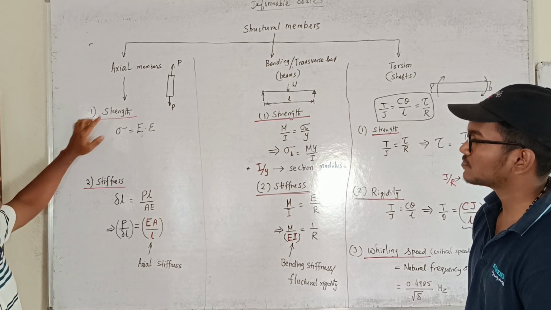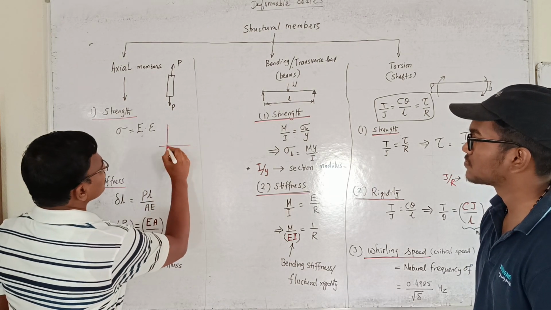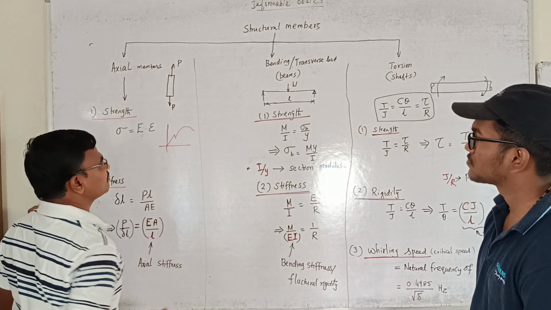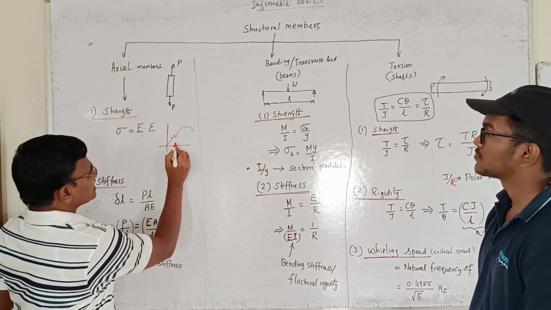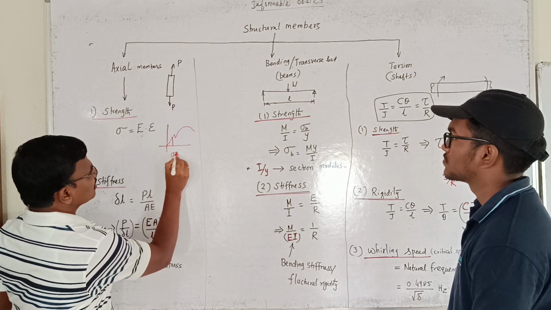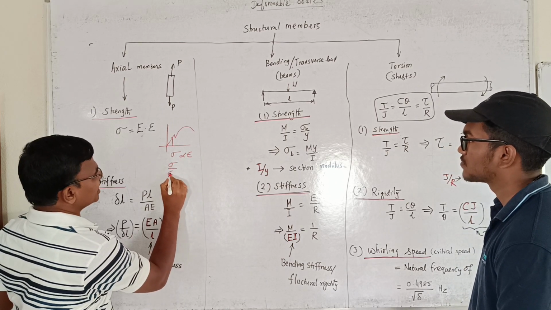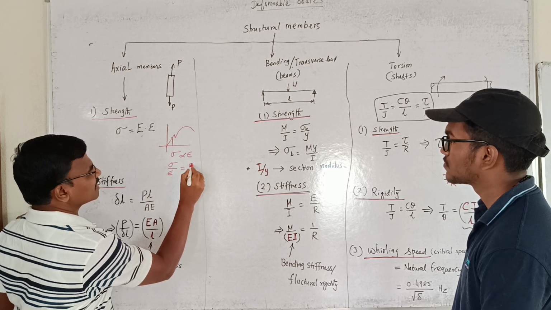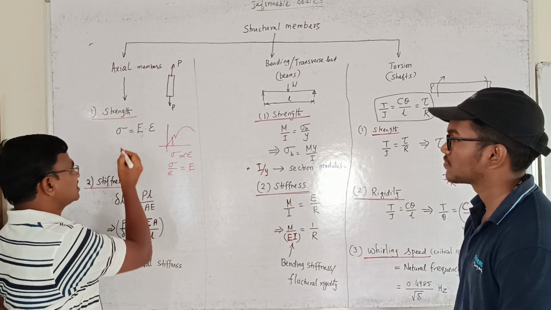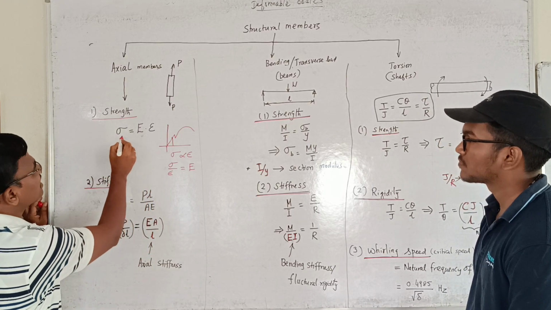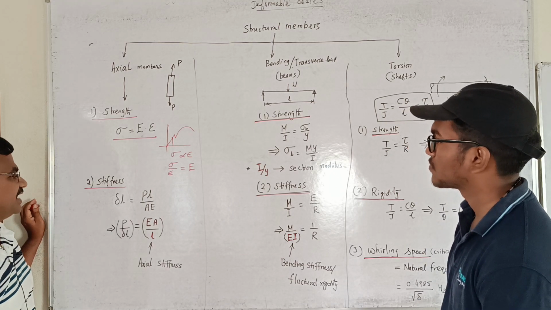So as per Hooke's law, we know that this is the axial members. If you draw the stress strain diagram, this is the stress strain diagram for a mild steel or any ductile material. So up to this proportional limit, the stress is proportional to the strain. So this stress divided by strain is a constant. This constant we are calling as Young's modulus. From this we can find the strength or stress. So strength is nothing but sigma equal to Young's modulus multiplied by the linear strain.